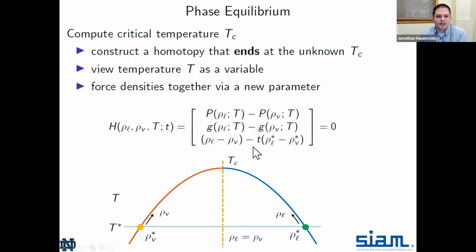So this is what's called a Newton homotopy, because the only thing that's changing is a constant. And that constant you can think of as the distance between these points. So we start off with some initial distance, and this homotopy brings those 2 points together. And it precisely ends at this critical temperature.